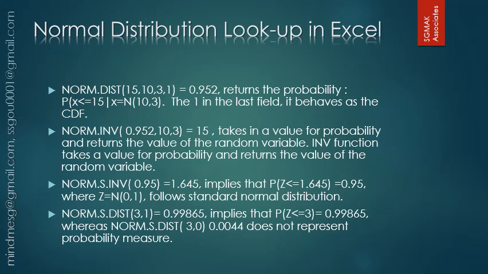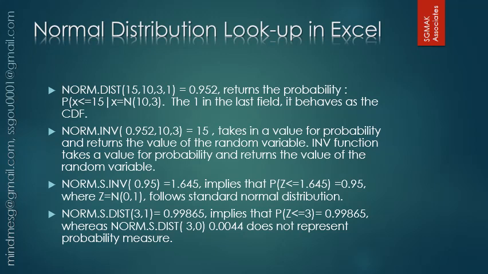Now norm.s.inverse and norm.s.distribution. S stands for standard normal distribution. A standard normal distribution is a random variable that follows a normal distribution with a mean of 0 and a standard deviation of 1. So norm.s.inverse 0.95 is 1.645, which implies that the probability that Z, which typically denotes a standard normal variable, is less than or equal to 1.645 is 0.95.